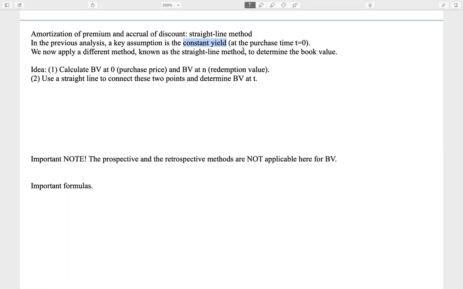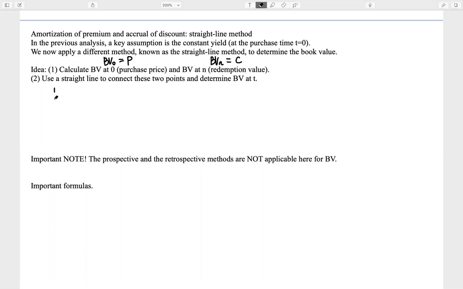So here we apply a different method known as the straight line method to determine the bond valuation. We will see in a minute that here we actually don't assume everything is a constant, but the assumption is coming from a different angle. Let me walk you through the essential ideas under the straight line method. Here we have two essential ideas, two steps. In step 1, we calculate the book value at 0 and at time n. At 0 it's just the price, so BV0 is nothing but the bond price, and BVn is nothing but the redemption value C. Those we know. And then we simply draw a straight line to connect those 2 points.